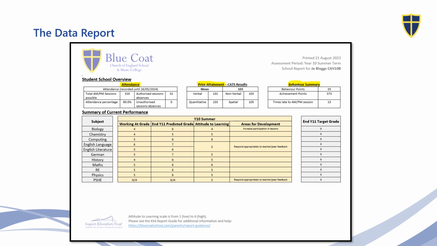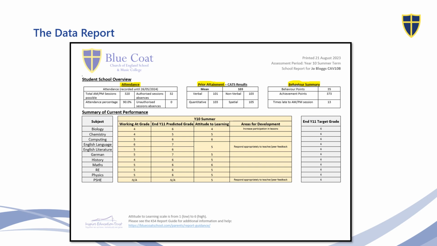The next critical section is the summary of current performance. You will see each individual subject listed. You will see a working at and predicted grade, attitude to learning, possibly an area for development, and an end of year 11 target grade.